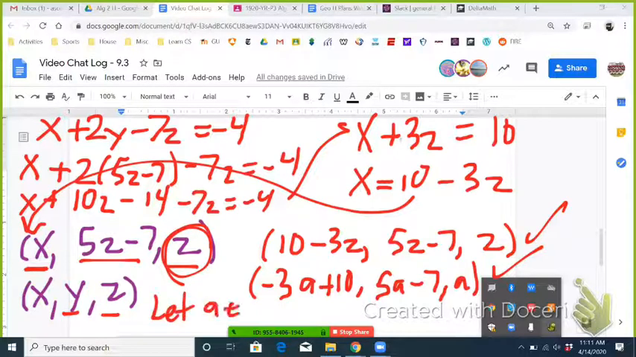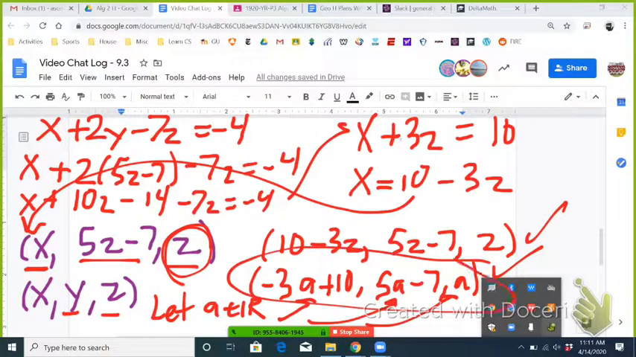So a just represents any real number. No matter what real number you plug in for a, you'll get an ordered triple that'll work in all three of the original equations. So either answer would be acceptable. Even if you solved in terms of x and y, that would be acceptable. But that's the answer that the back of the book gives.